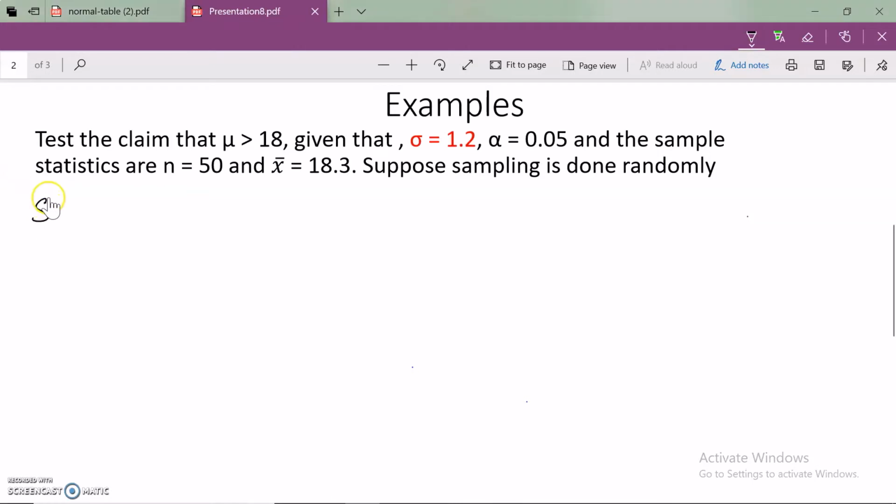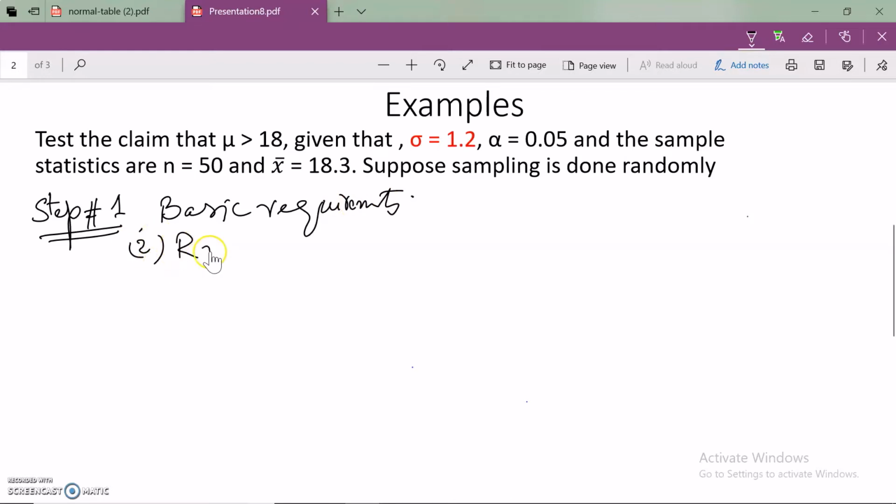Step 1. Let's recall what was the step 1. In the step 1, we check the basic requirement. We want to see whether the basic requirements are met or not, right? So recall from the earlier video, what was the basic requirement? Number 1 was you have to have a random sample, right? You have to have a random sample.